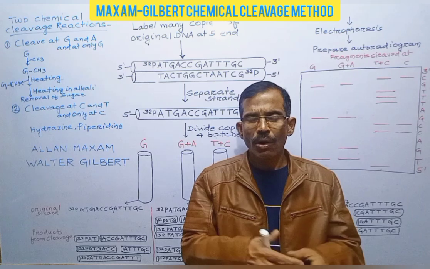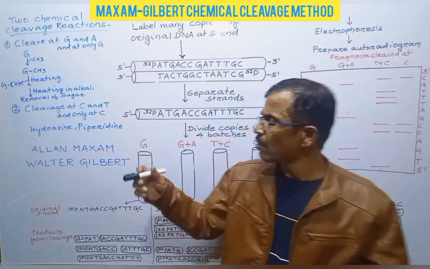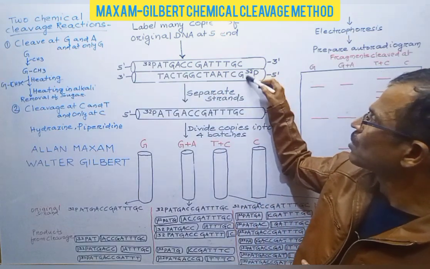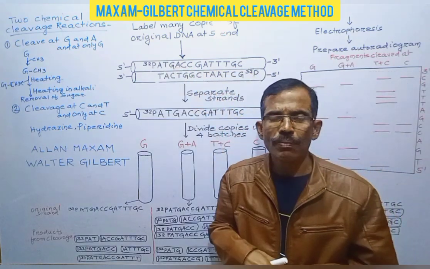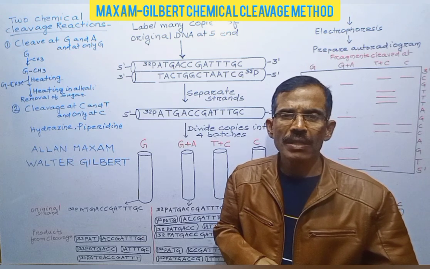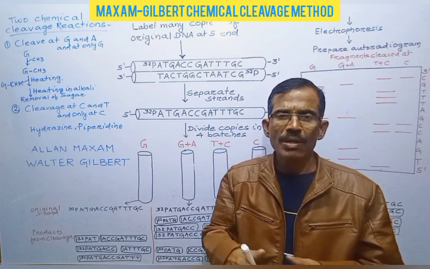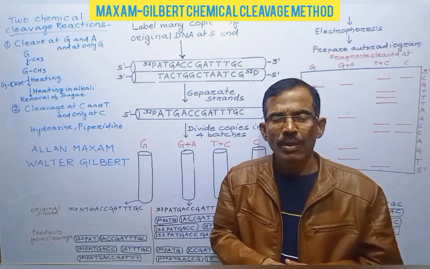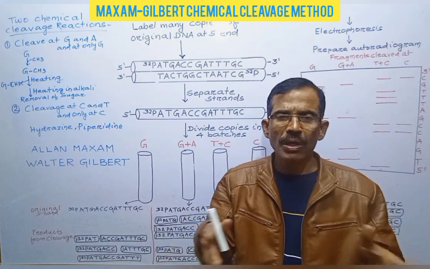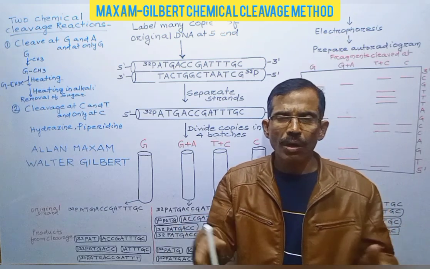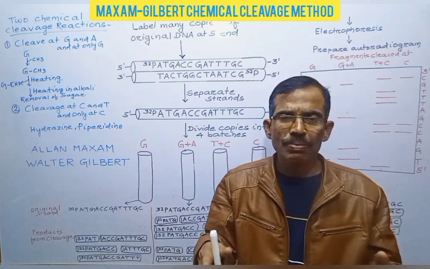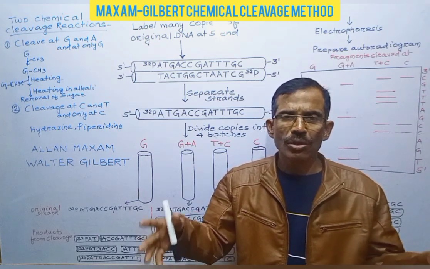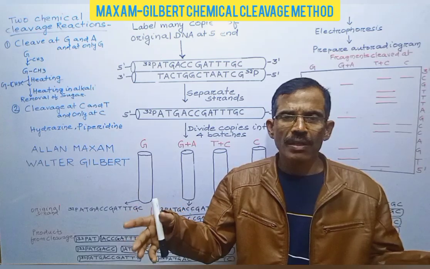After cloning, all these fragments must be radiolabeled at the 5' end, for example by using phosphorus 32. Radiolabeling is necessary because the radiolabeled fragments can be seen in an autoradiogram. From this autoradiogram, we can identify the position of different DNA bands, from which we can determine the sequence of nitrogenous bases in the DNA strand.